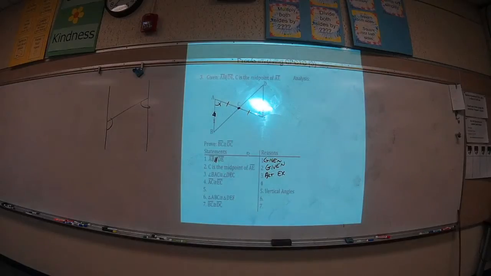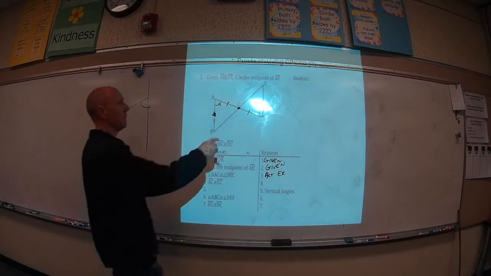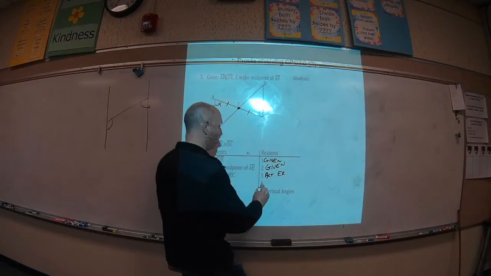It is a midpoint. It's because of the definition of midpoint: if this is the midpoint, those segments are congruent.